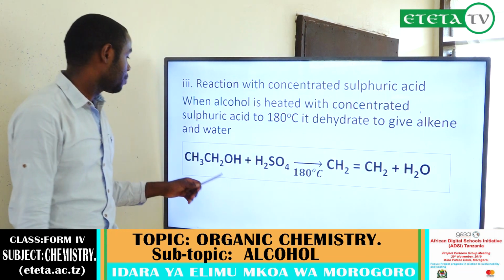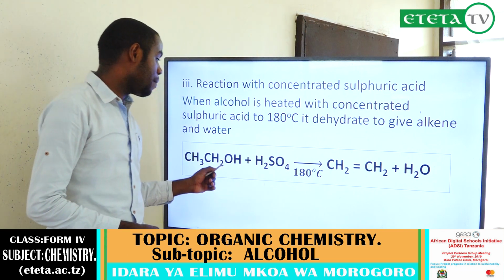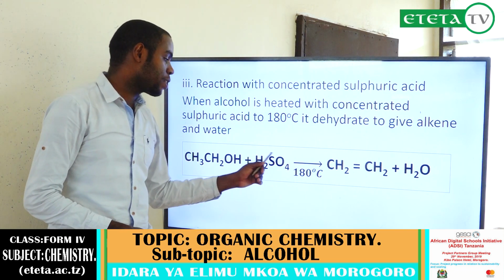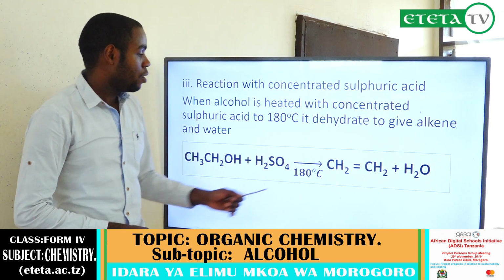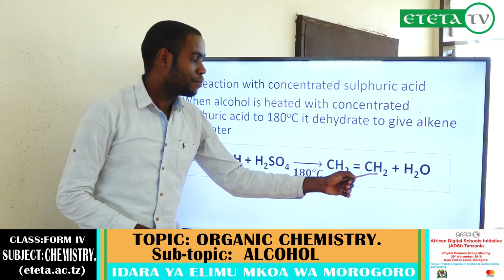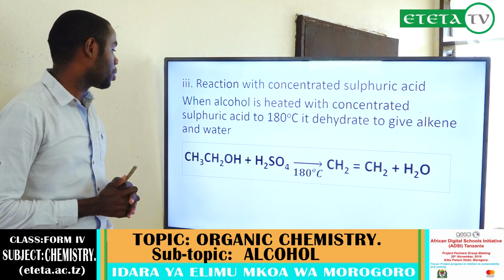For example, this is ethanol. The reaction between ethanol and sulfuric acid at 180 degrees centigrade gives you ethene and water.